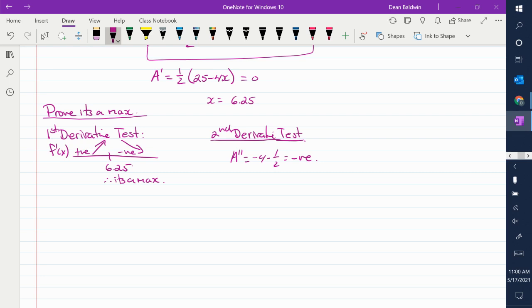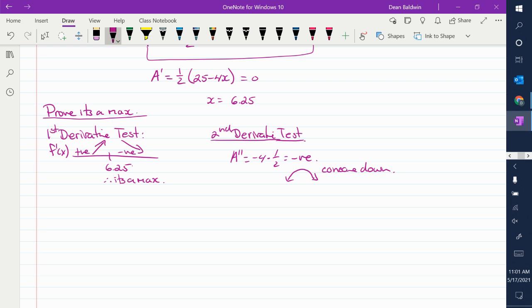What does a negative second derivative mean? Concave up or concave down? Concave down, right? A negative second derivative means it's concave down. So this is concave down. In fact, it means it's concave down everywhere, because it's only -2 in this case.